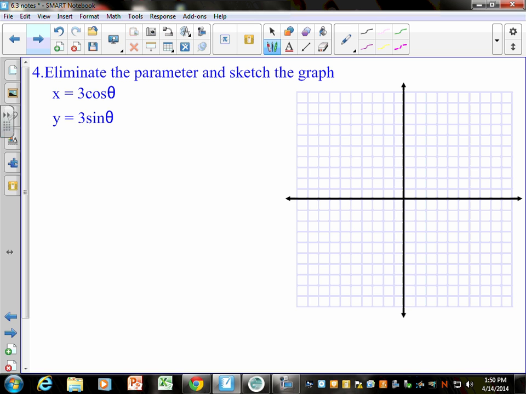Eliminate the parameter and sketch the graph. Notice I changed t to theta. It's okay, either one of those is okay to use there. I think your book tends to stick with t.